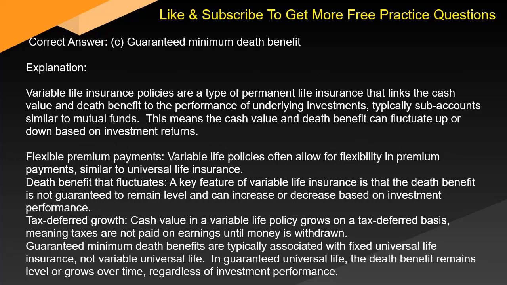Correct answer. C. Guaranteed minimum death benefit. Explanation. Variable life insurance policies are a type of permanent life insurance that links the cash value and death benefit to the performance of underlying investments, typically sub-accounts similar to mutual funds. This means the cash value and death benefit can fluctuate up or down based on investment returns.